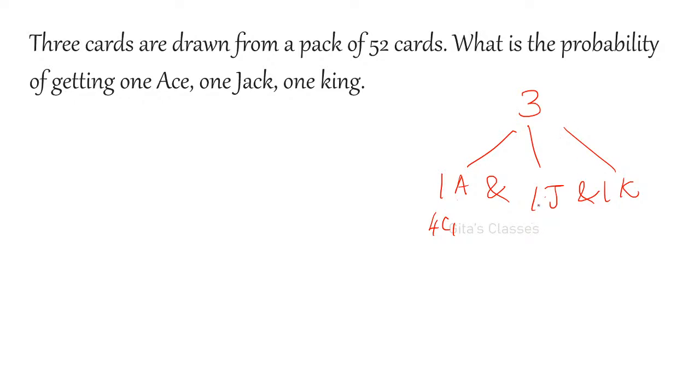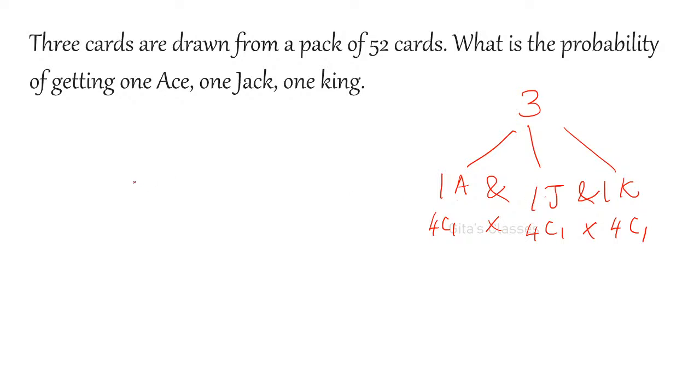Therefore, 4C1. And how many kings are there? 4 kings are there. So, 4C1. It is not 4C3, ma. It is 3 different, Shrutika. 3 different cards are there. Because it is "and", you have to multiply.